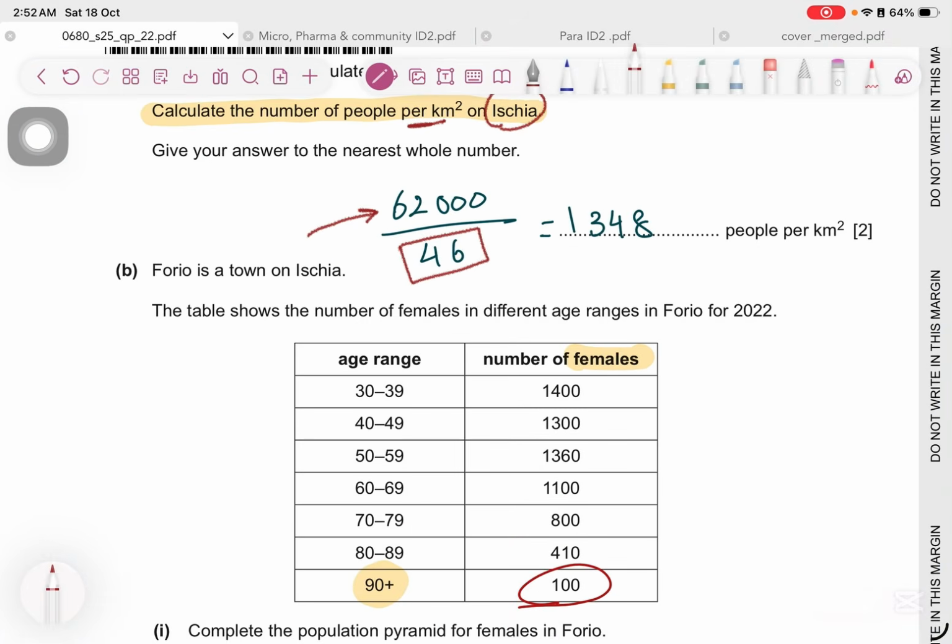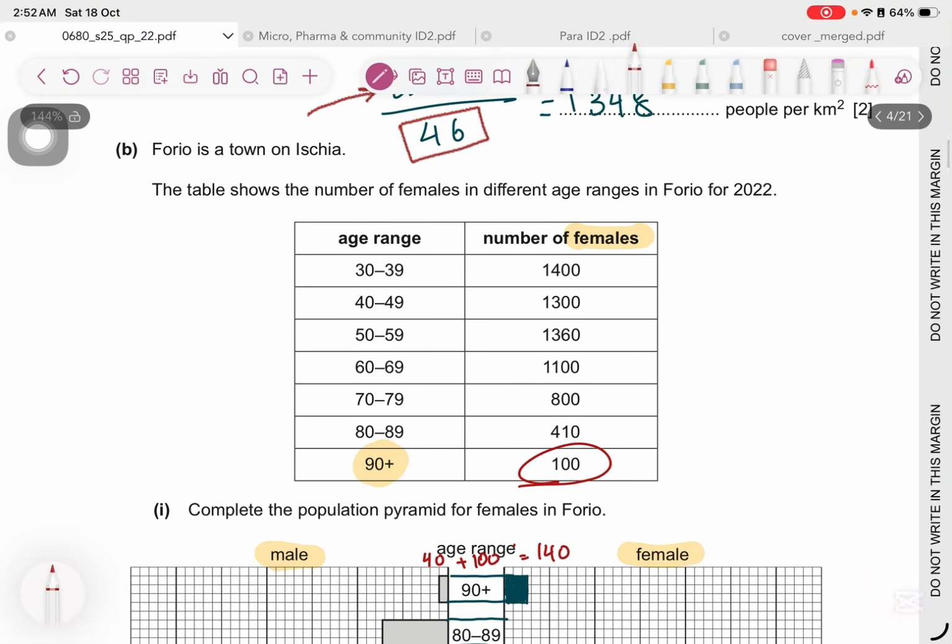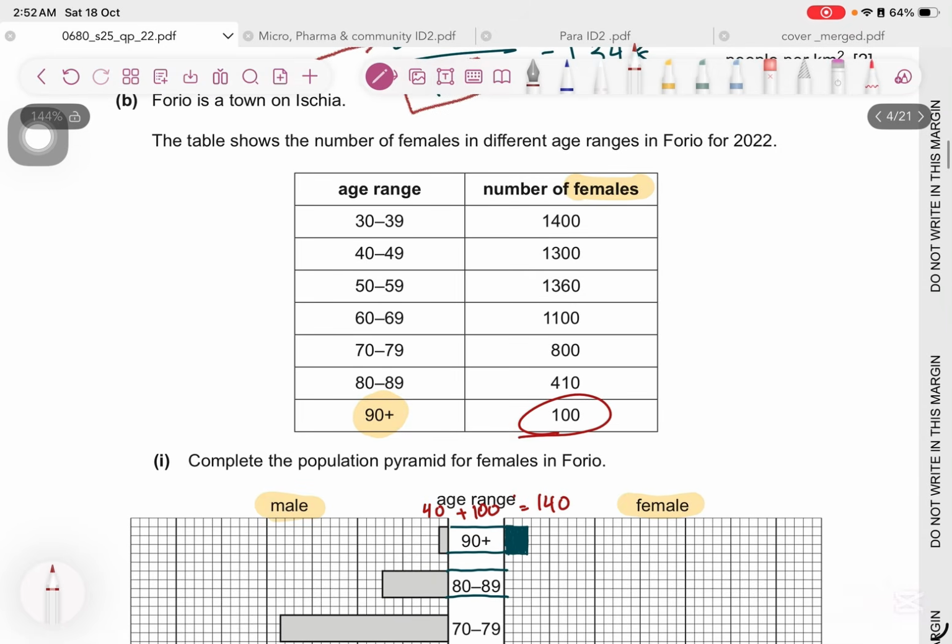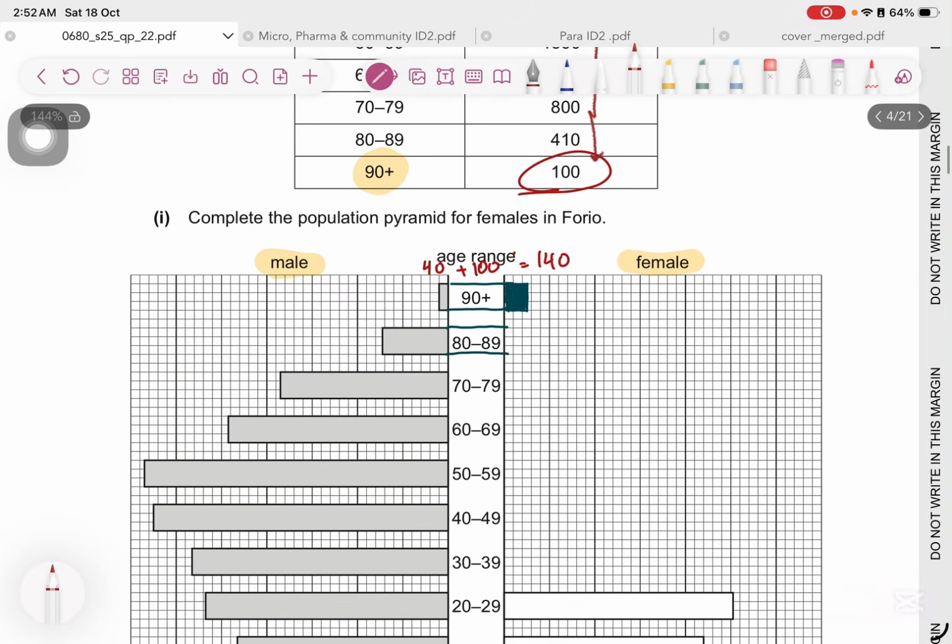Forio is a town on Ischia. The table shows the number of females in different age groups. They're declining. We see that as the age increases, the number of females declines, or decreases as well. Now complete the population pyramid.